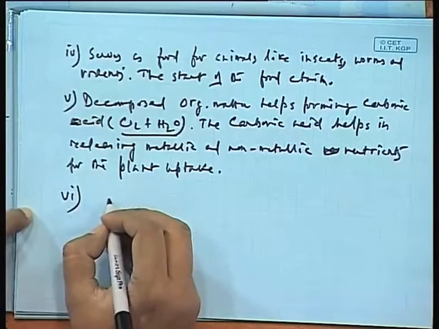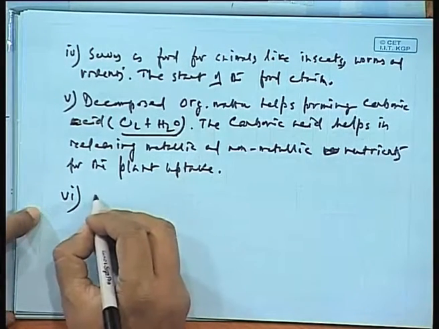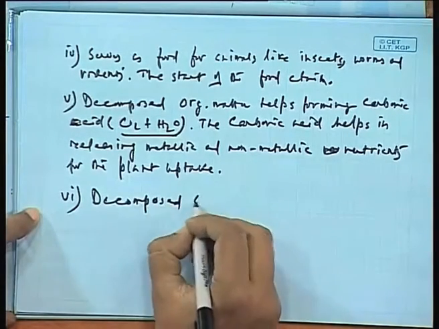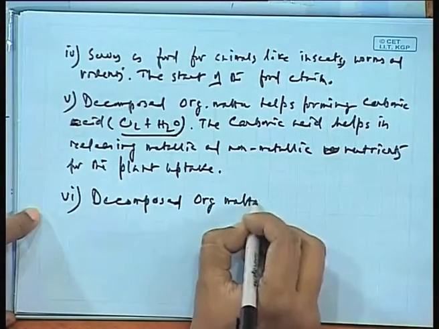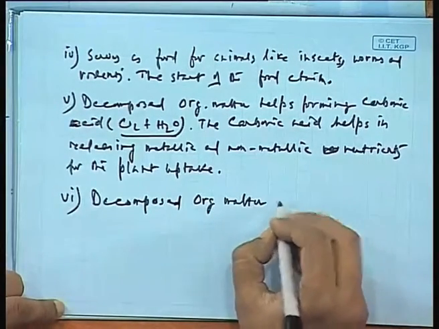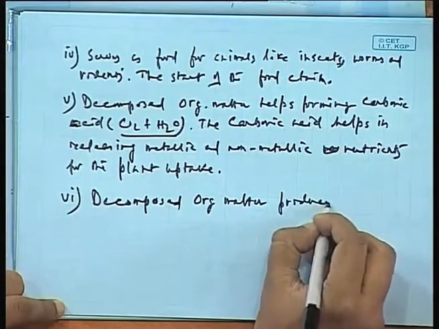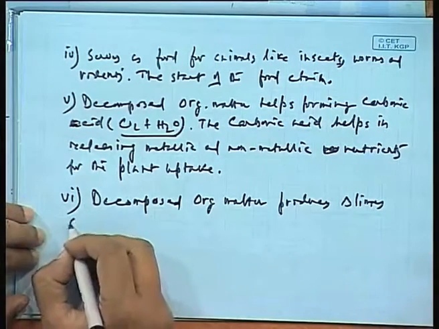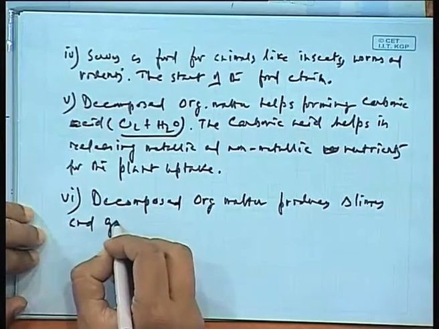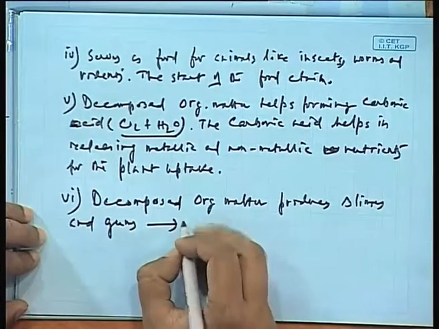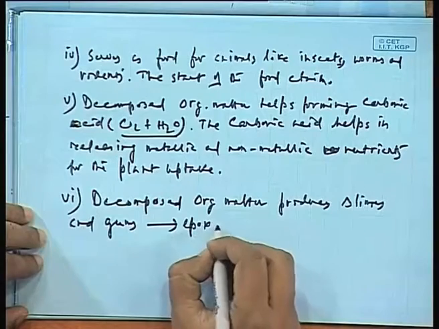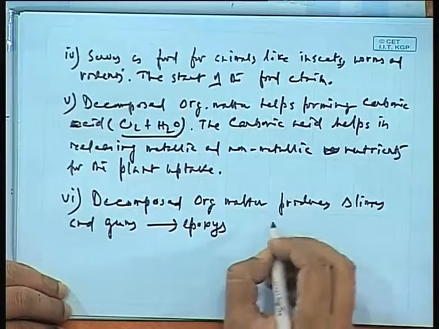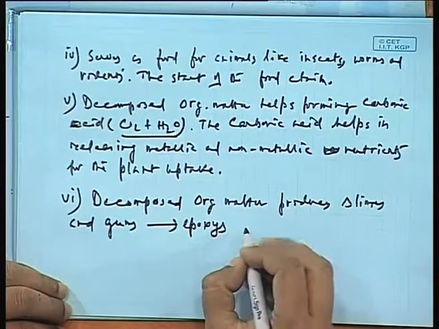The sixth point is that the decomposed organic matter produces slimes and gums. This is what forms the soil epoxies, the agglomerating substances.